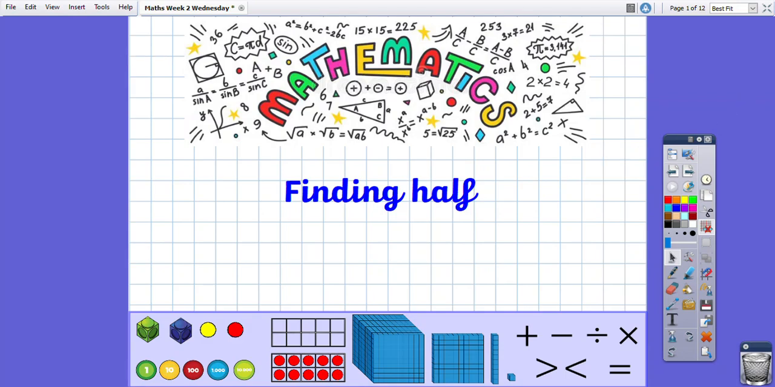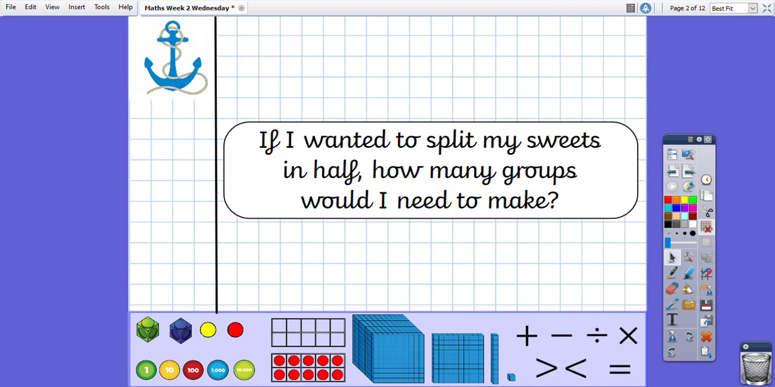Good morning, Year 2. Yesterday we looked at recognising a half, and today we are going to look at how to find a half. So let's get started with our anchor question.